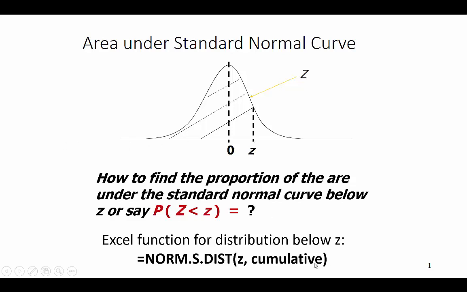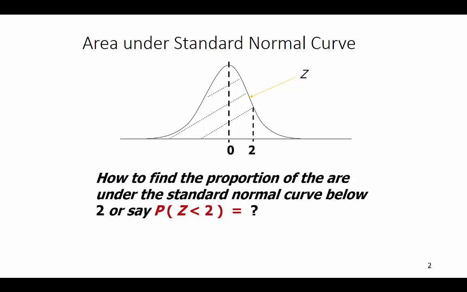And cumulative is another parameter for you to indicate whether you want cumulative distribution from this function or not. If you use a value 1, that means you want cumulative distribution. If you use 0, it'll give you the density of this function at this point. So we want 1, right? We want the cumulative distribution. So for instance, in this situation, we want to find the cumulative distribution at 2 for standard normal distribution.